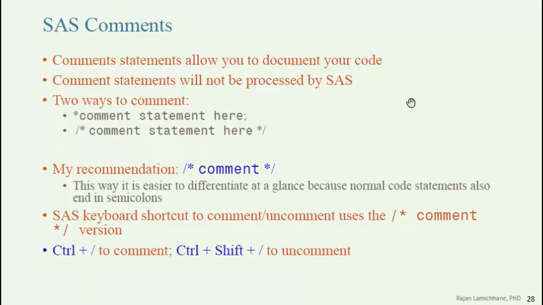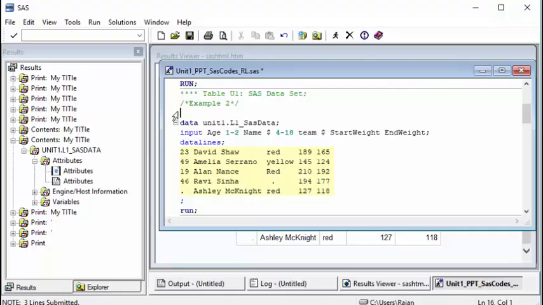There are 2 ways to comment in a SAS program. The first method is to start with a star, write your comment, then end with a semicolon. Then your comment shows up in a green color. Green means it will not be printed out.